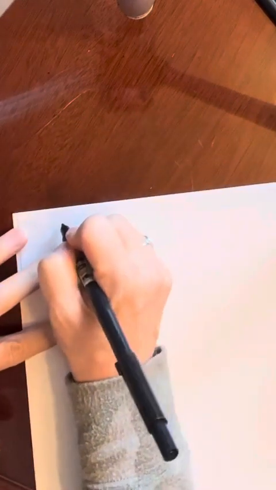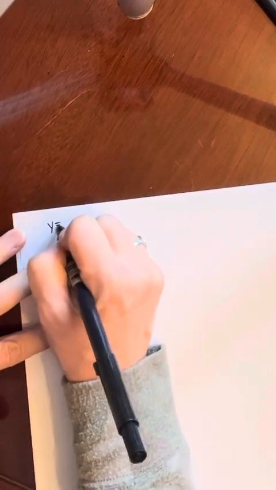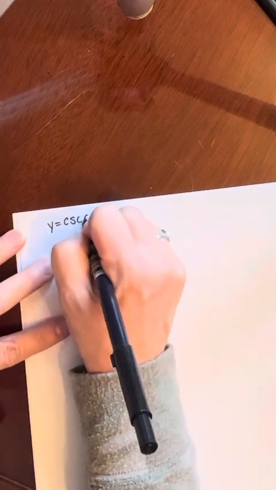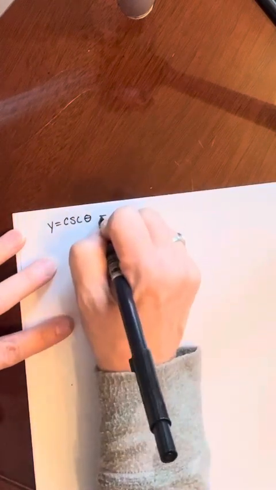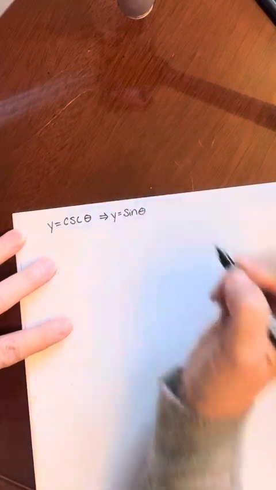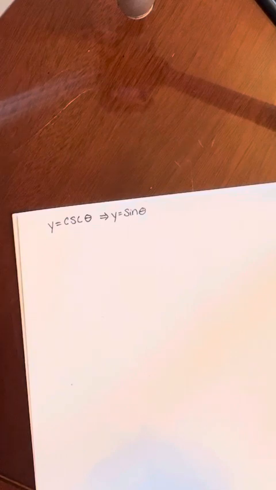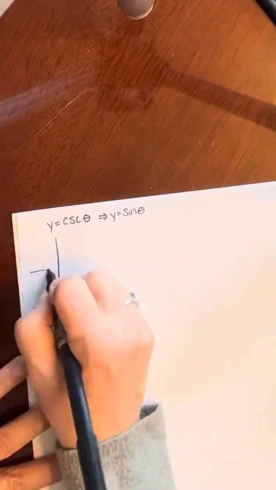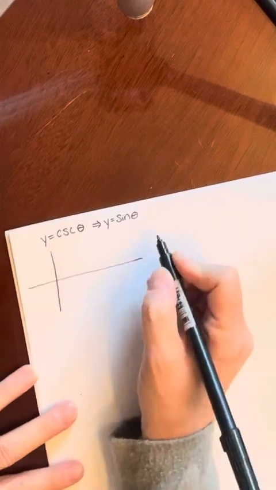Okay, so here we are. We are at y equals cosecant of theta. But remember, cosecant's little buddy is sine. So we're going to think about the sine graph right at the moment. All right, so let's graph that really quick. We're getting very good at graphing these things.